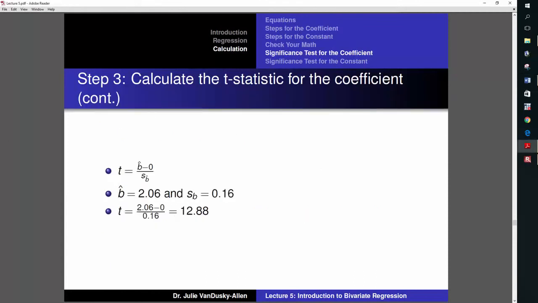So now we are going to calculate our t-score. Remember that the b-hat from our equation was 2.06. I calculated the standard error of b-hat, it was 0.16. So 2.06 minus 0, and that value divided by 0.16 is 12.88.